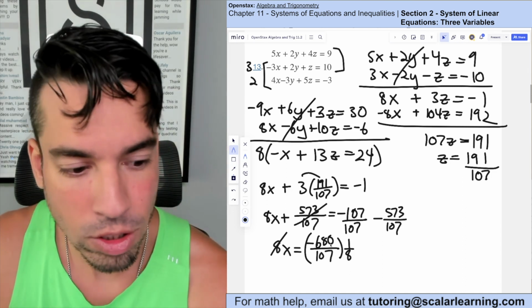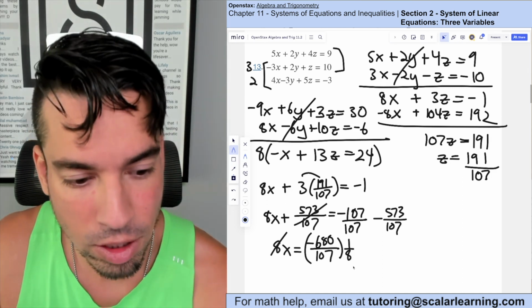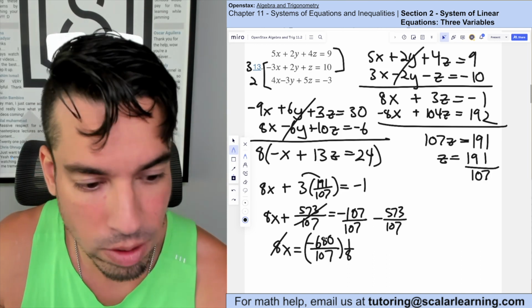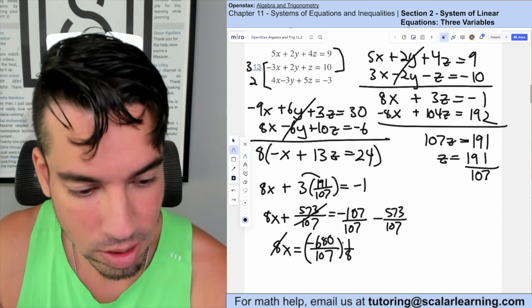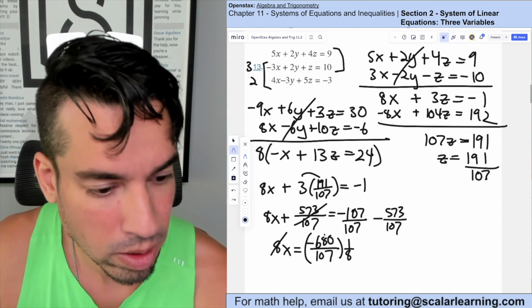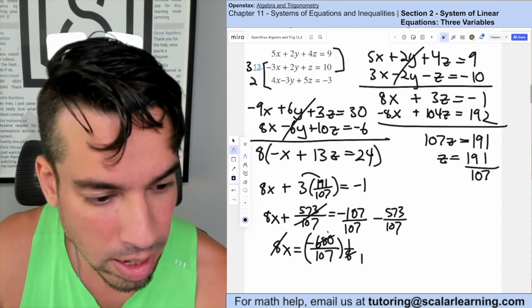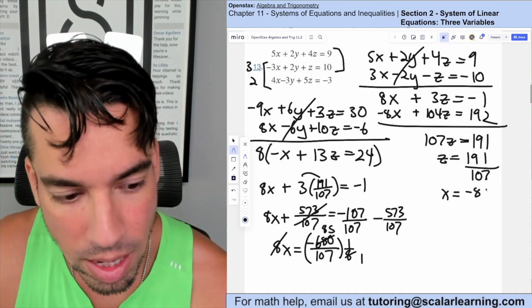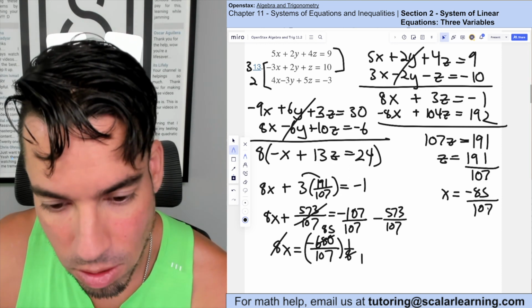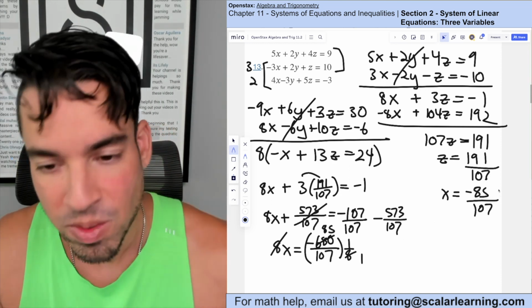And 8 actually goes into negative 680 exactly because 80 times 8 is 640, 5 times 8 is 40. So 640 plus 40 is 680. So we can cancel this out to 1 and 85. So now we have x equals negative 85 over 107. You know, these are really bad numbers, but it is what it is.